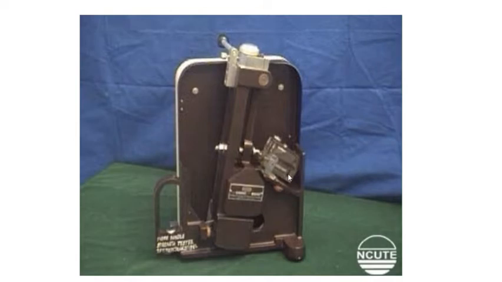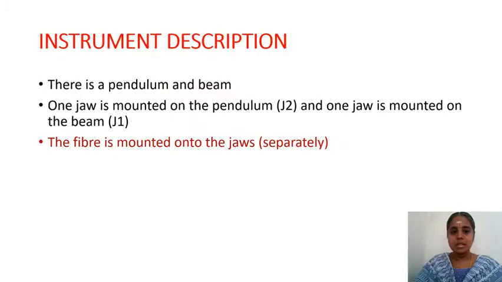This is the dashpot used to adjust this. By adjusting this, you can adjust the speed of the instrument. The speed or the loading rate is said to be 1 kg per second. And here you can see the catch, which you can see on the front side also. The fibers are mounted onto the jaws separately before placing them in position in the pendulum and the beam.